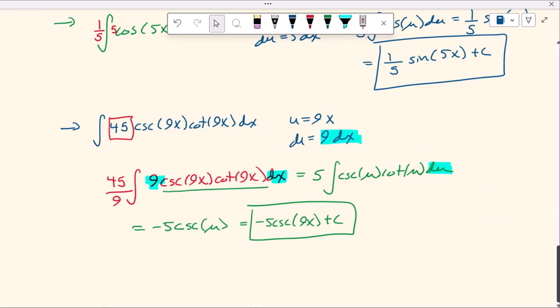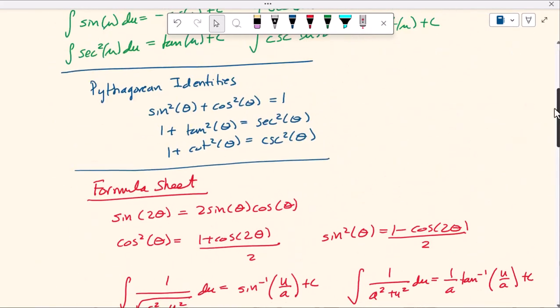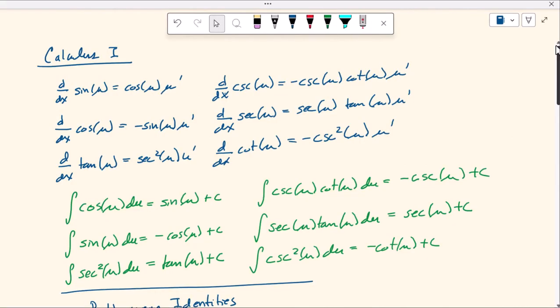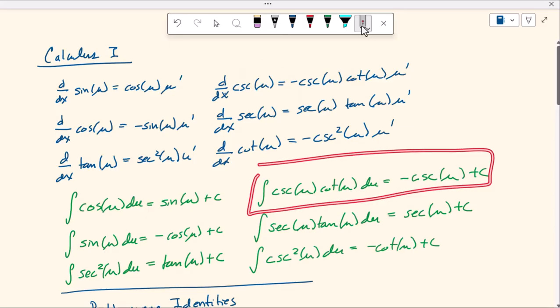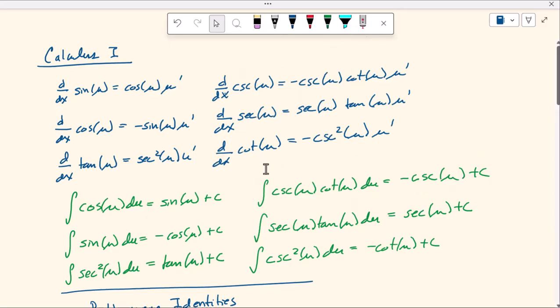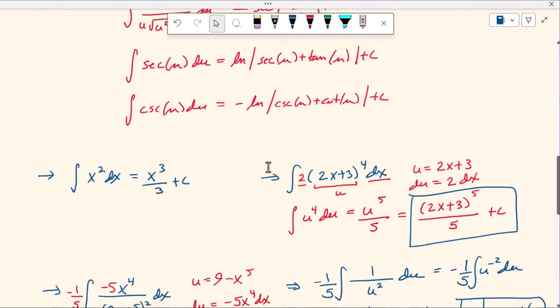Well, I'm going to scroll up here real quick. And it's from right here. So I know that the derivative of cosecant is negative cosecant cotangent. So the integral of cosecant cotangent is negative cosecant. Okay, and that comes from right here as well. So this is from knowing those trig derivatives and the trig antiderivatives.